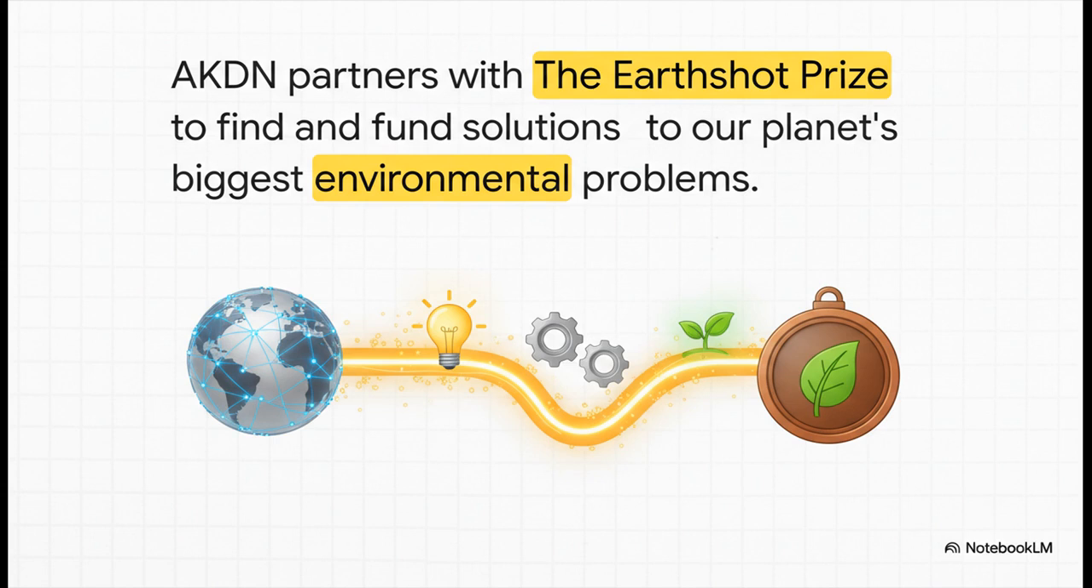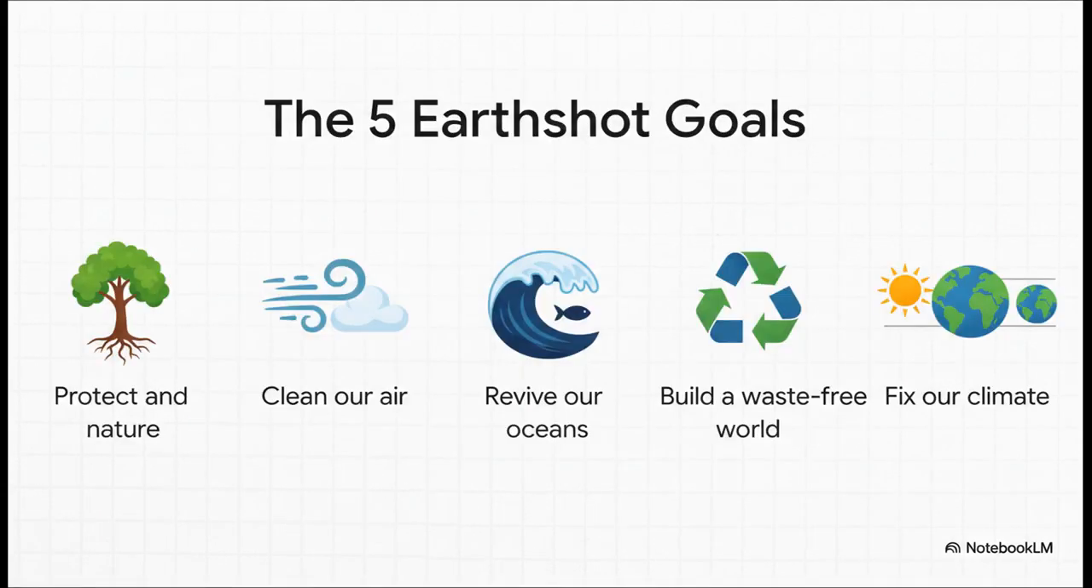The AKDN actually partners with the Earthshot Prize, an initiative founded by Prince William, to actively find, fund, and scale up innovative solutions to our planet's biggest environmental problems. This partnership focuses on 5 clear, ambitious goals. I mean, look at this list. From restoring nature on land to reviving our oceans. This comprehensive approach shows that helping animals is deeply connected to healing the entire planet. These goals are perfect for structuring the How to Help section of your site.